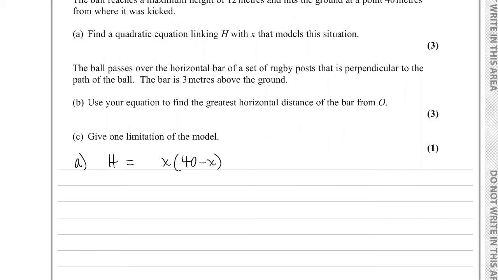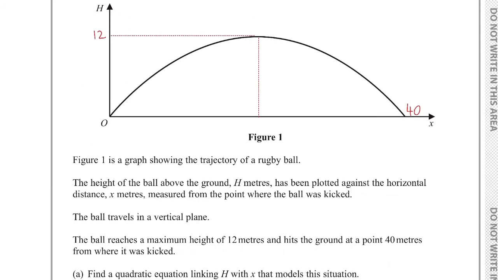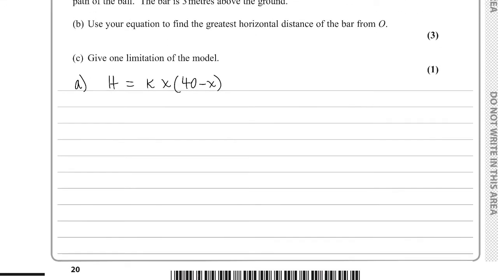And the only thing we need to make sure is whether there is a constant here at the front. So the x and the 40 minus x are ensuring that we are cutting through the x-axis at 0 and 40. By using the symmetry, it must be the case that when x is 20, the height is 12. So when x is 20, h must be 12, which means I can substitute this in order to determine the values of k.